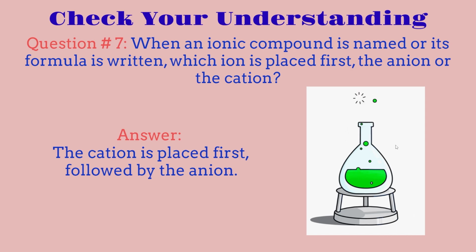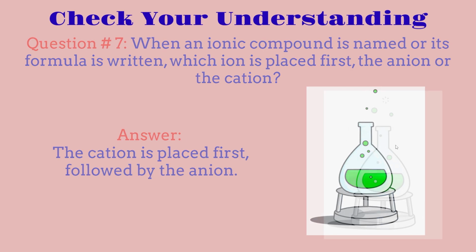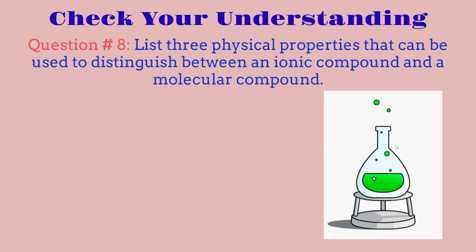And this is in the name, so when you pronounce the name you're going to see this, and also when you write the formula. For question number 8, list 3 physical properties that can be used to distinguish between an ionic compound and also a molecular compound.